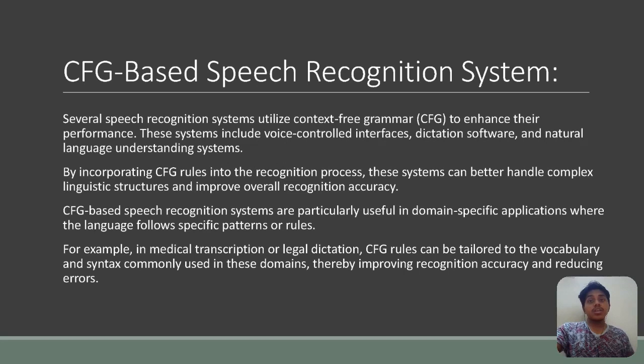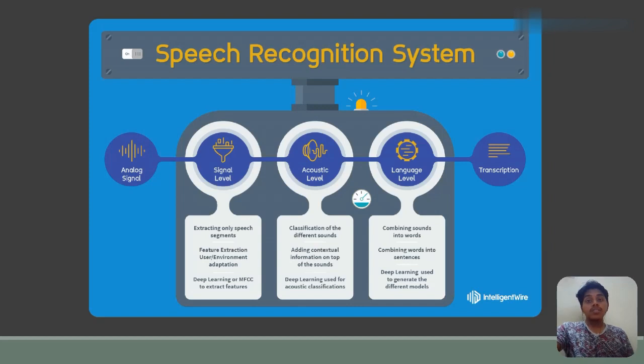CFG based speech recognition systems in real life. Several speech recognition systems utilize CFG to enhance their performance. These systems include voice control interfaces, dictation software, and natural language understanding systems. By incorporating CFG rules into the recognition process, these systems can better handle the complex linguistic structures and improve overall recognition accuracy. One example in real life is Amazon Echo, powered by the virtual assistant Alexa.